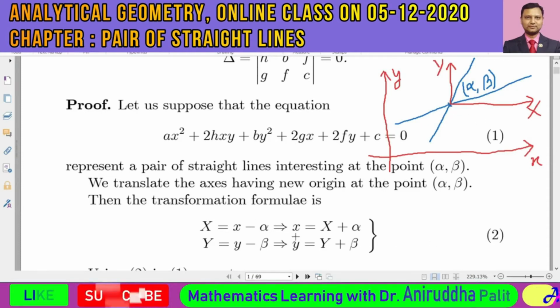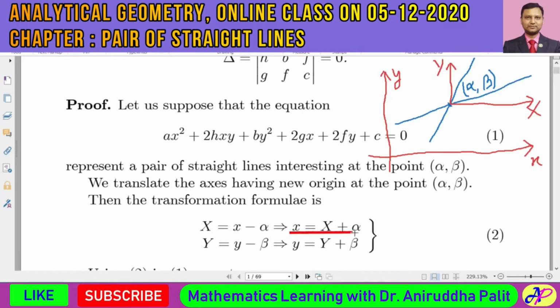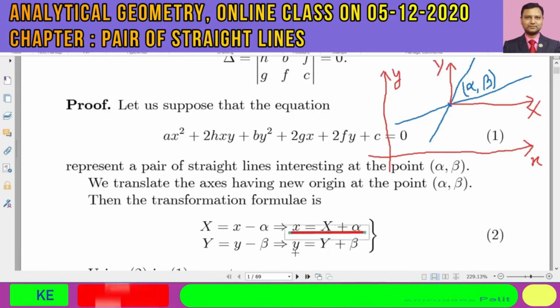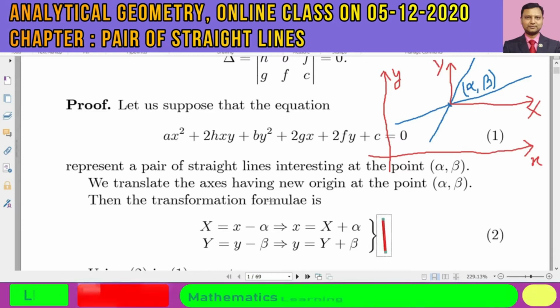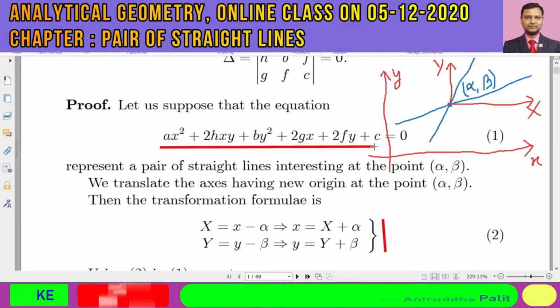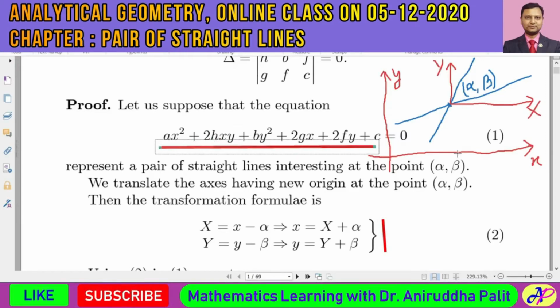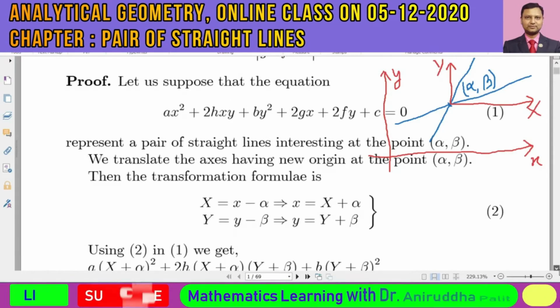So if capital X is written in this way, x minus alpha, then small x would be written in this form, capital X plus alpha, and small y is equal to capital Y plus beta. Now we apply the result represented by equation number 2 in equation number 1. Got it? So the total expression will be converted in terms of capital X and capital Y.